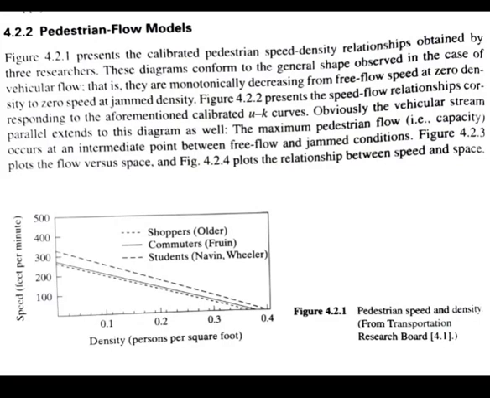Next term is the density. Density means the number of pedestrians per unit area, and the reciprocal of the pedestrian density is called space. Space means meter square per pedestrian. Then there is a relationship, Q is equal to UK, which can be applied for uninterrupted conditions. These are the important prerequisites before studying these pedestrian flow models.